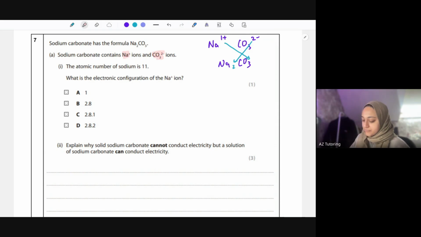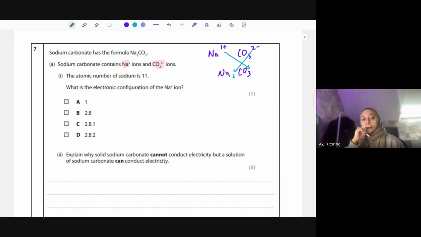Oh, it's already told us here as well. I didn't spot that. The atomic number of sodium is 11. What's the electronic configuration of the sodium ion? So the sodium ion has lost 1 electron. So this 11 becomes 10. And if I was to list out 10, you have 2 in the first shell. You can have up to 8 in the next shell, and 2 plus 8 gives you 10. So it would just be 2, 8.